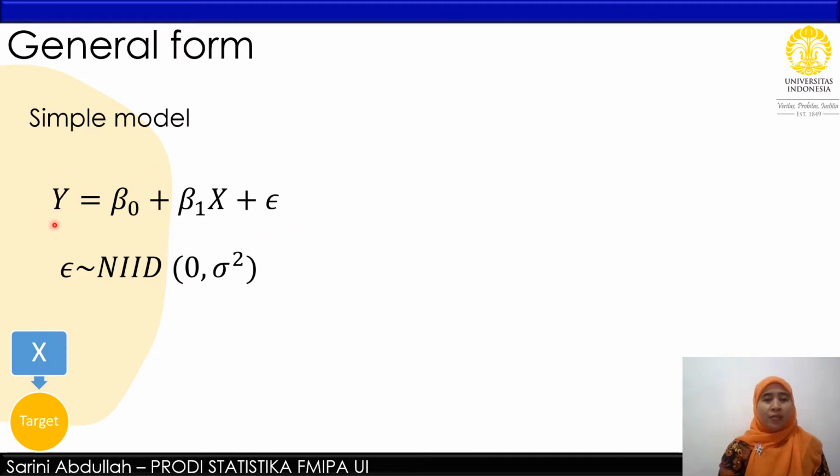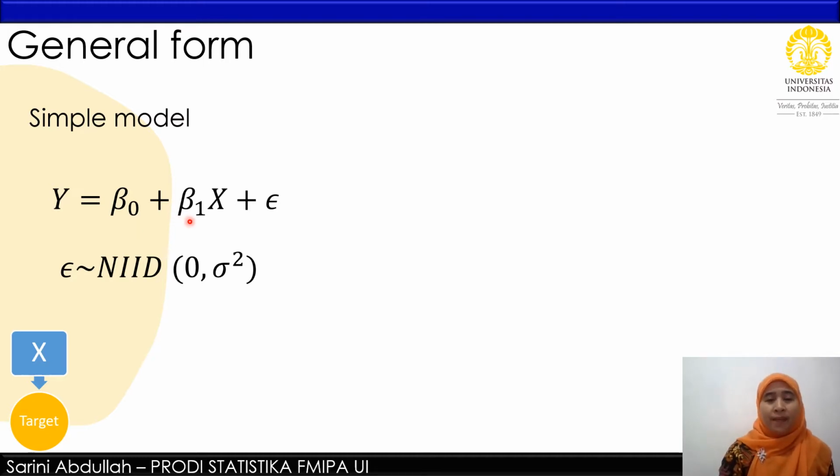Y is the response variable, beta naught is the intercept, that is kind of representing the value of y whenever x equals 0. But sometimes we don't have data with x equals 0. In that case, we cannot interpret the beta naught. Otherwise, we will do some extrapolation, and extrapolation is not recommended in linear regression.